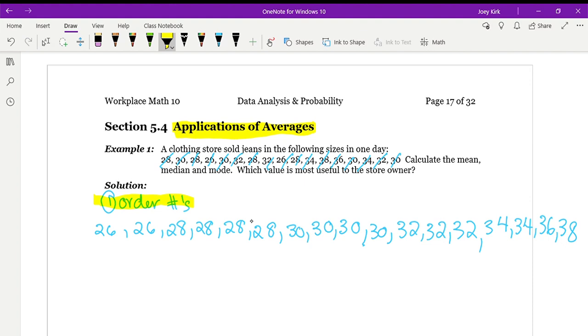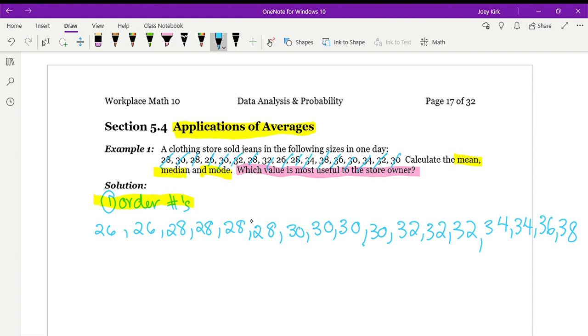I will go through one more time quickly, calculating the mean, median, and the mode. But the most important part of this section is learning how to pick out which value is most useful. So in some situations, you're going to want to use the mean. In some situations, the mode might be the most useful. And in some situations, the median might be the most useful. Okay, so that's the part that we're really focusing on here in section 5.4.